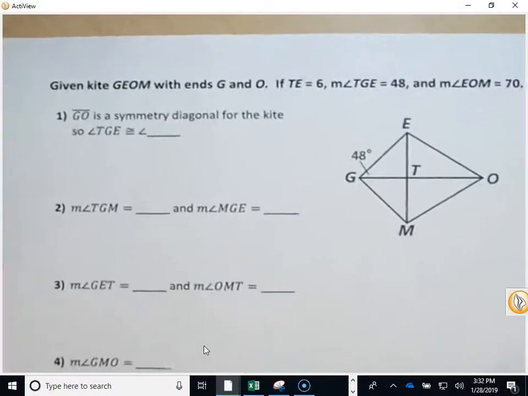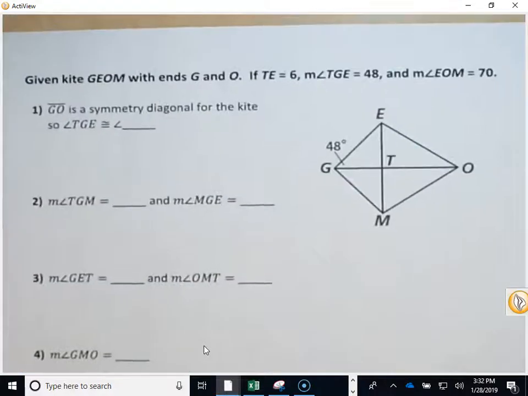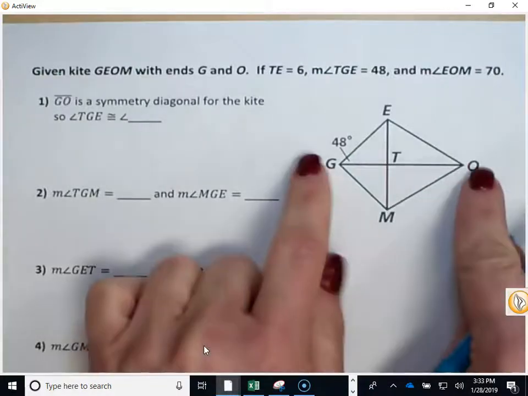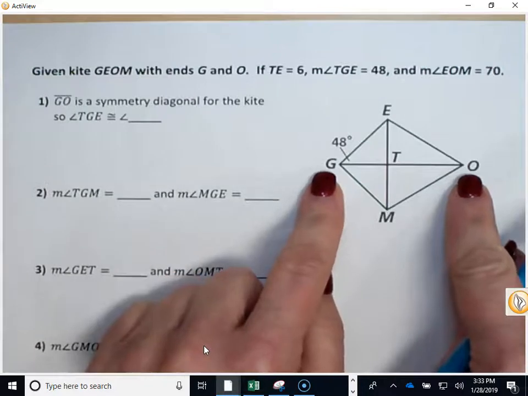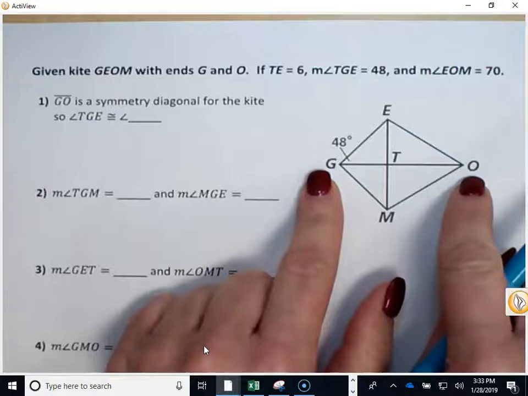So it says, given kite GEOM with ends at G and O. Whenever they talk about a kite, they may mention the ends. The ends are the two points of the kite that are the furthest away. So this is the long way of the kite. So it has ends at G and O.